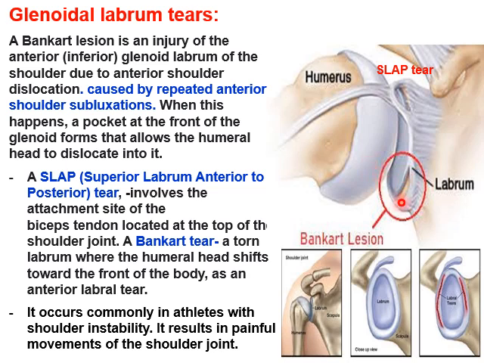And then into this Bankart's lesion, into this pocket, the head of the humerus sits when it dislocates anteriorly during violent abduction movements. So to differentiate between these two tears, the SLAP is usually at the site of the biceps tendon attachment, and the Bankart's is located anteroinferiorly and shifts towards the front of the body as an anterior labral tear. It extends anteriorly. And this is very common with athletes with shoulder instability and results in very painful movements at the shoulder joint.